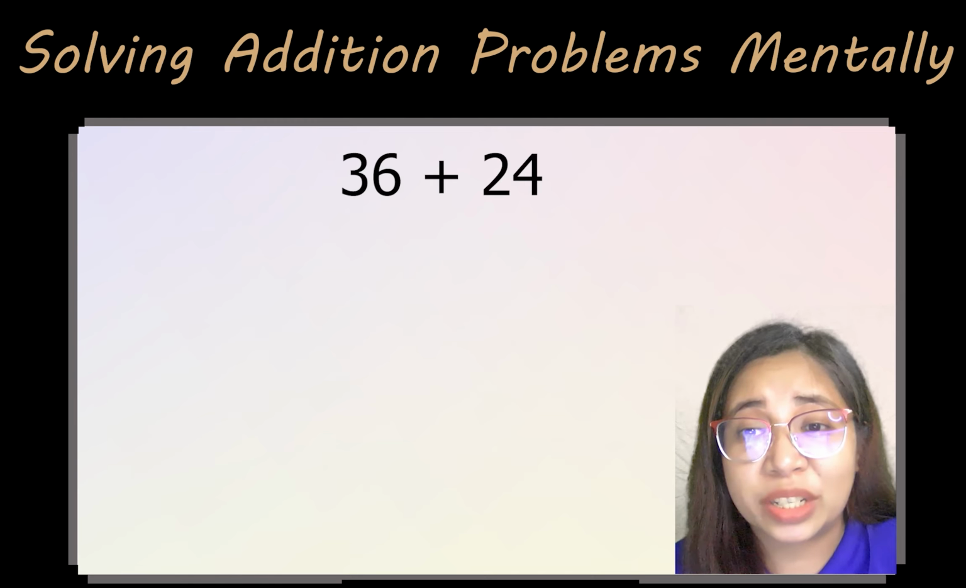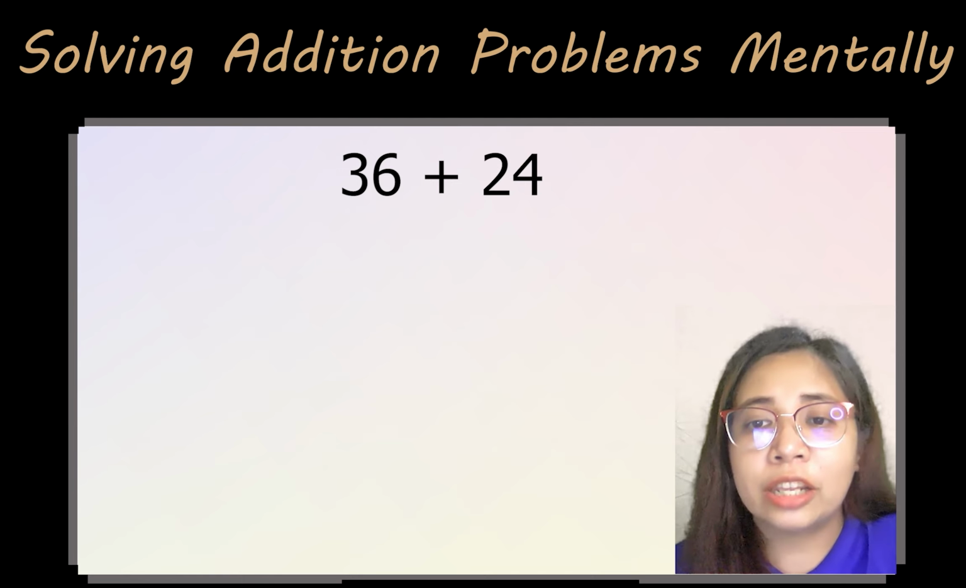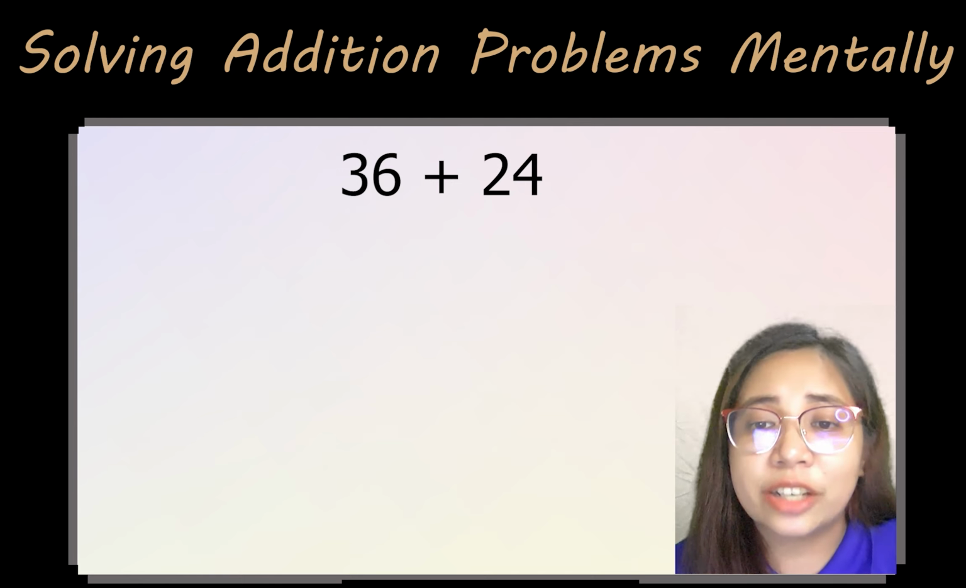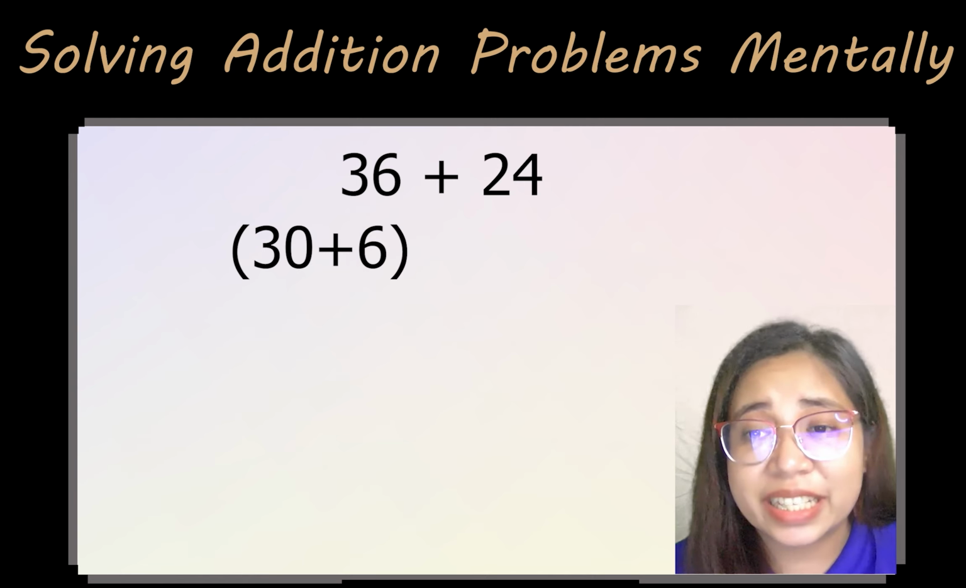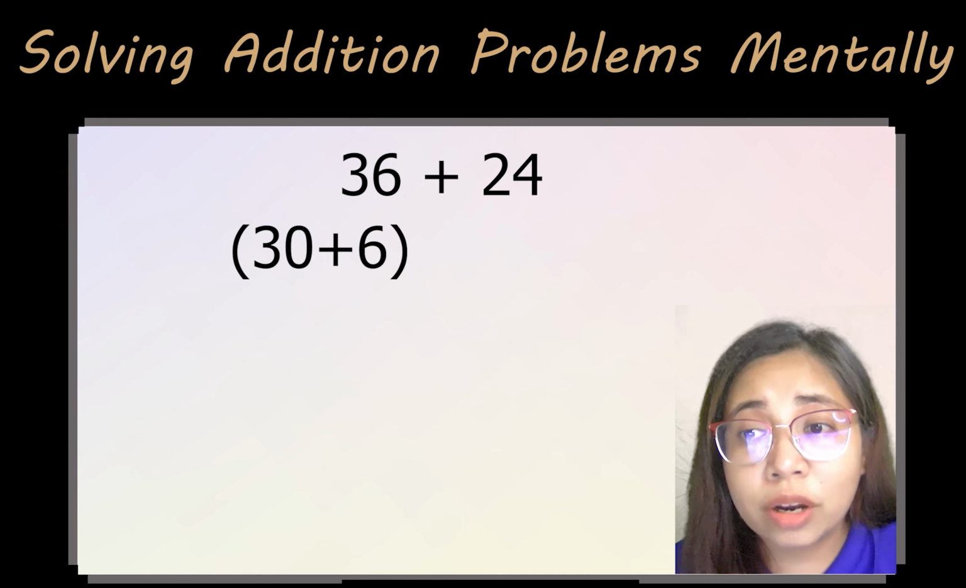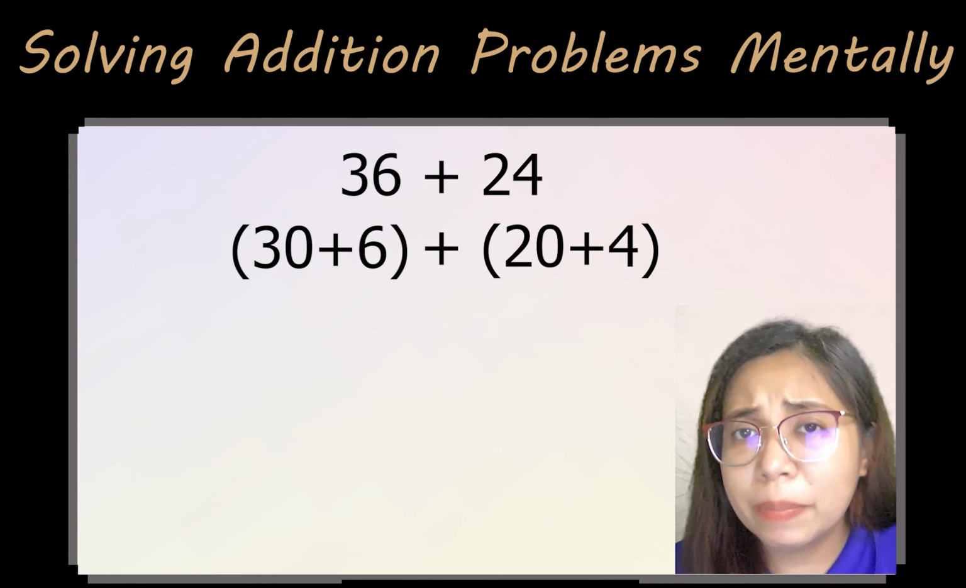Okay, paano naman kung parehong two-digit numbers? Halimbawa, 36 plus 24. So una, kailangan muna natin paghiwalayin ng ating mga numbers na kung saan ay isang number ay divisible sa 10. So halimbawa, yung 36 magiging 30 plus 6. Samantalang yung 24 magiging 20 plus 4.